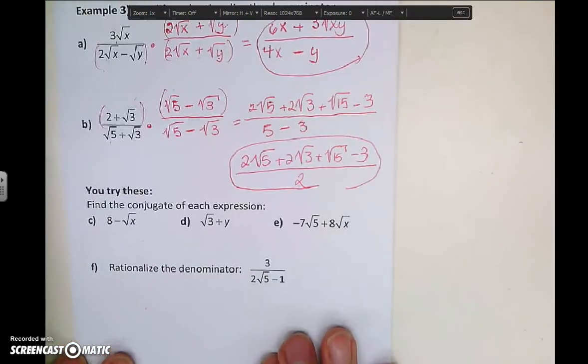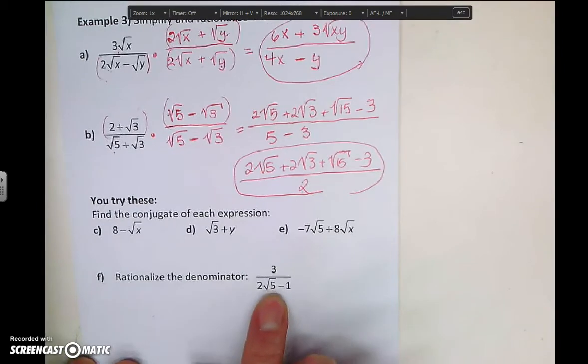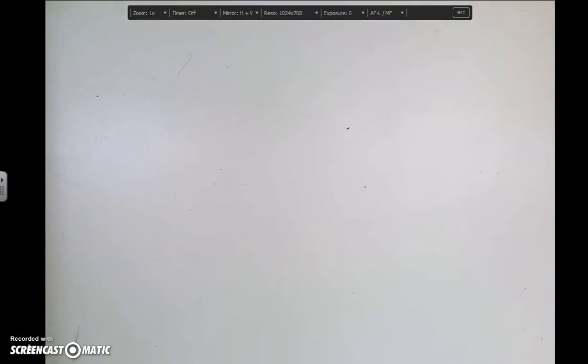All right, so you try these. Find the conjugates of these expressions and then rationalize that denominator. And so then we're done with that for right now. We'll just pick up in class next time.